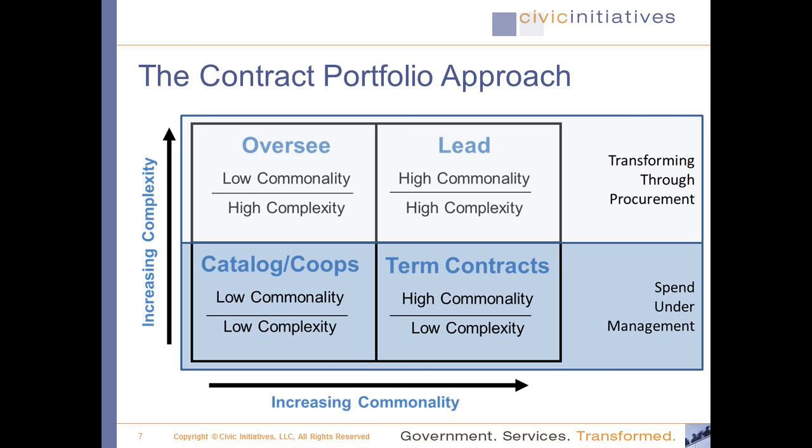So if we think about commonality coming off and to the right, how often we buy something, and complexity coming up and to the top, right? This lower to the left box is an opportunity to think about leveraging catalogs and co-ops.